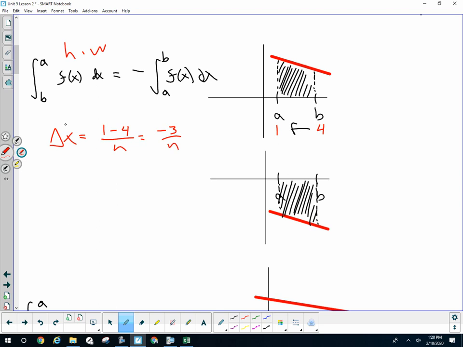That delta x, which turns into a dx as n approaches infinity and it gets infinitely small, it's going to be an infinitely small negative value. So heights times widths, the widths are negative. Heights are positive. Okay, so that's a negative area. This is a positive area.